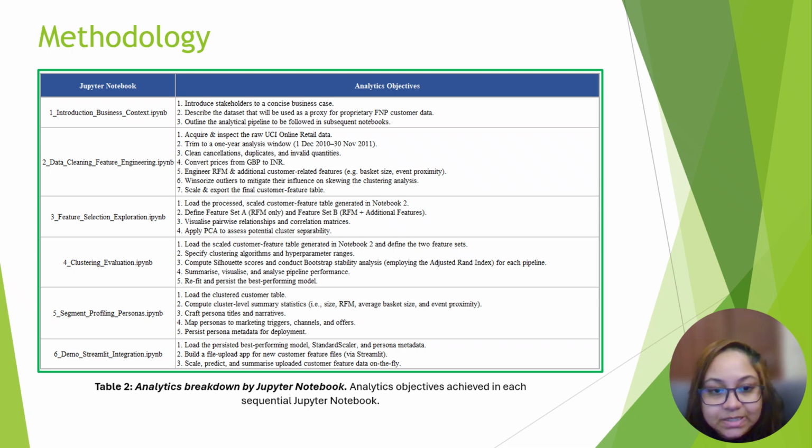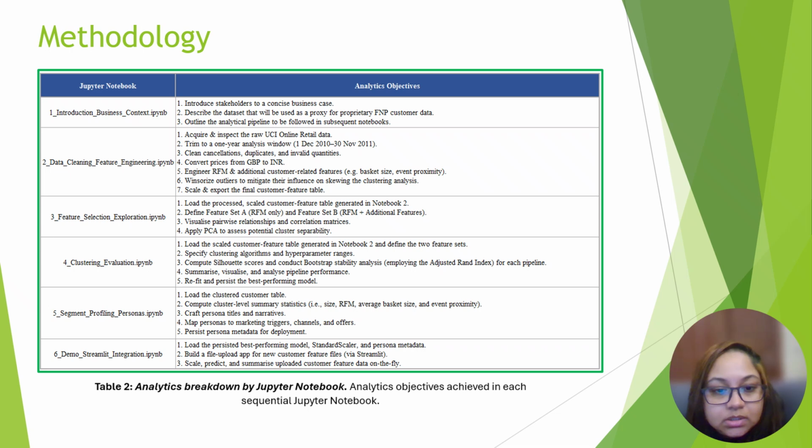So the activities completed in this notebook included acquisition and inspection of the raw UCI online retail data. Then the dataset was trimmed to a 1 year analysis window, that is 1st December 2010 to 30th November 2011. Any cancellations, duplicate transactions or invalid quantities were removed and the rows were dropped from the data frame. Then the prices were converted from Great British Pound, which is GBP, to INR using daily Bank of England spot rates.